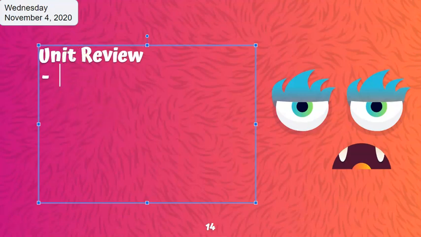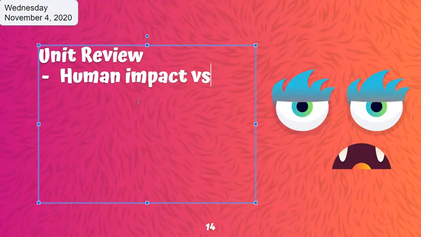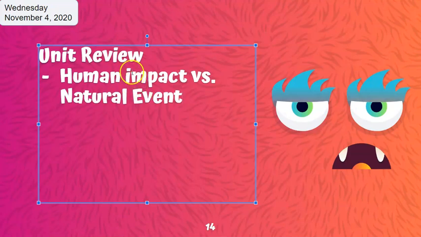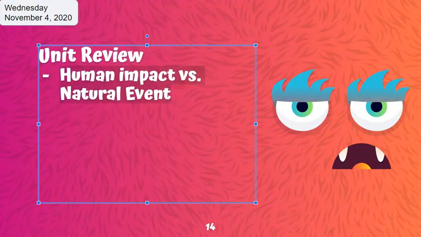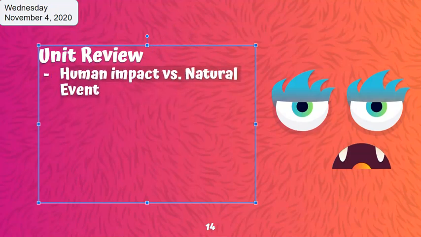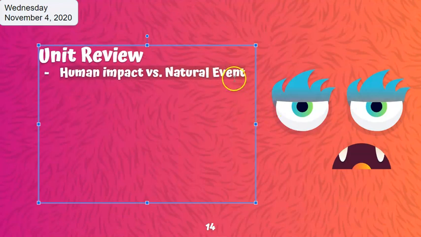Anyhow, unit review. Okay, so what did we learn today? Well, we learned about human impact versus natural events. Okay, so we'll go ahead and take that. We'll make it smaller as it should be. Again. Well, can we make it small enough to fit on one line? Oh, beautiful. Oh, brings a tear to my eye.